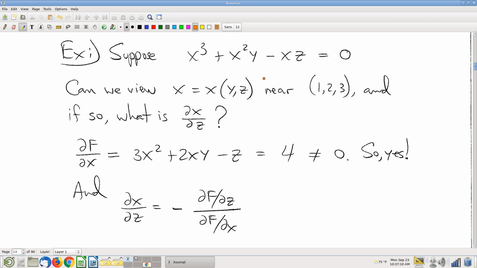And so let's see here. Can I view x as being a function, even though I can't explicitly solve for it? First question. And if so, what is that partial derivative? Now, before I answer this question, I want to call your attention to another, just kind of a heads up, FYI.